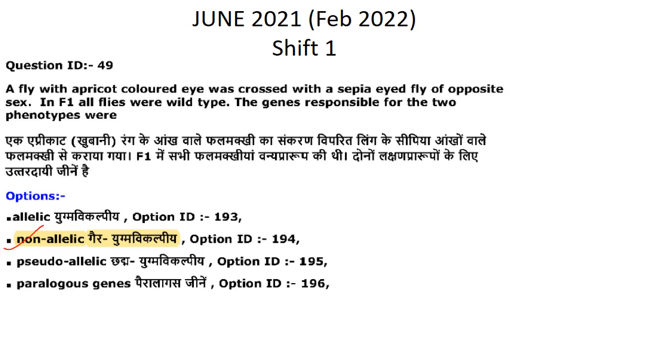So here F1 resulted in wild type organism when both the parents have a mutated eye color. Now this is a case of complementary gene interaction. So they are non-allelic. So the genes responsible for the two phenotypes are non-allelic. So the answer here is option 2, non-allelic.